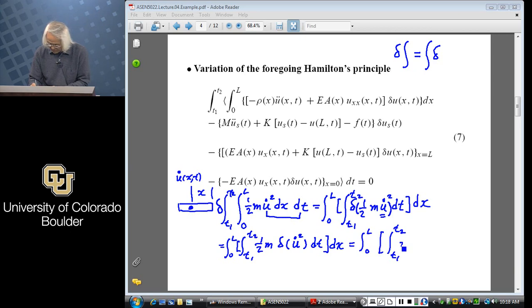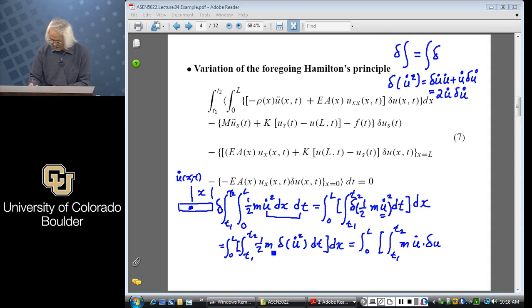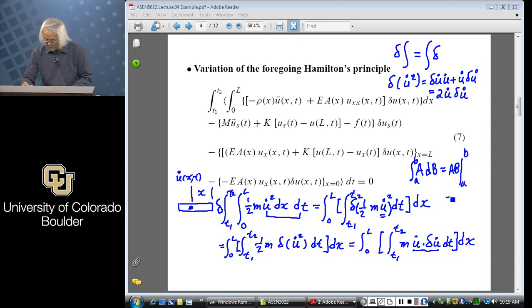And this guy, if I go through that, I will have m u dot delta u. That is, delta of u dot squared is delta u dot times u dot plus u dot times delta u dot, which is 2 u dot delta u dot. So the half goes away, and I have u dot delta u dot dt dx. Now, this one, in other words, is the same form. A dB, definite integral, is AB minus B dA in that form.